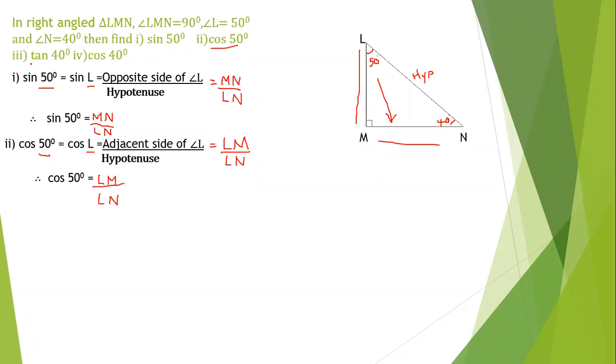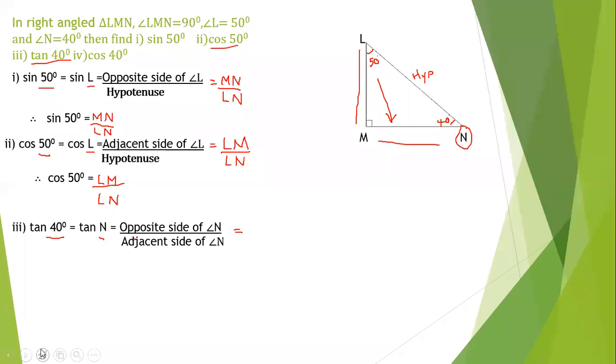Now the next one is tan 40 degree. So first we will write tan 40 degree. Then 40 degrees, which angle in this figure? It is angle N, right? So here we will write tan N. Then we will write the formula of it, that is opposite side of angle N upon adjacent side of angle N. Now let us see which side is opposite to angle N.